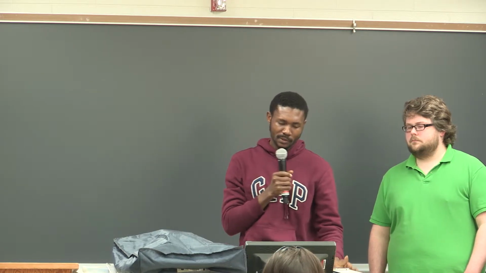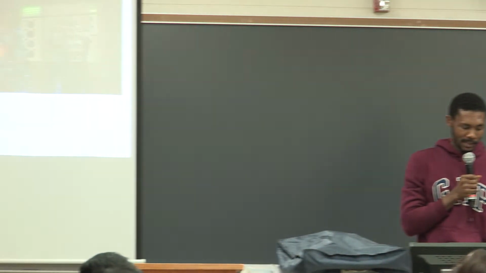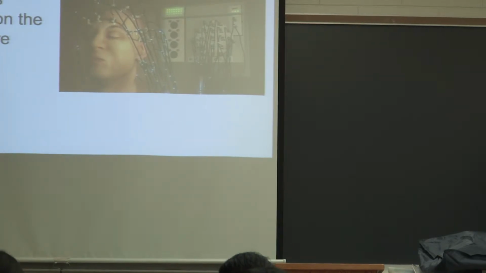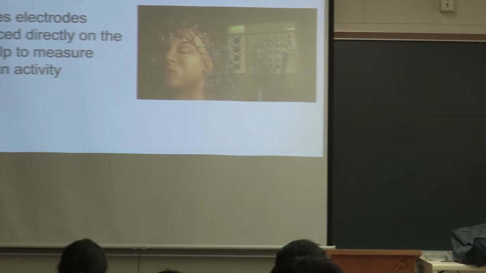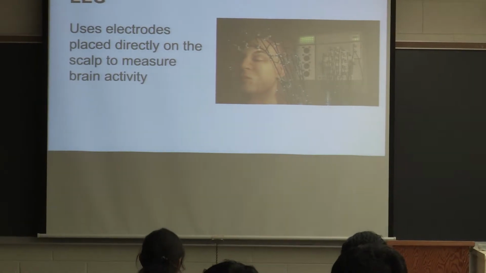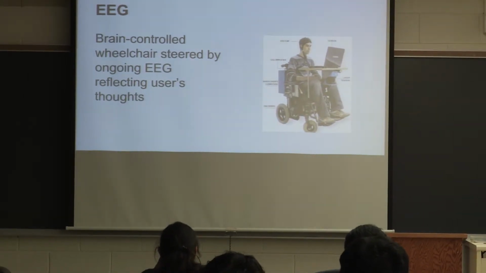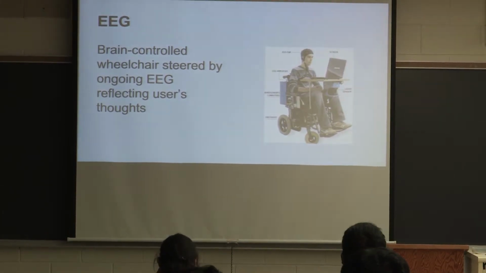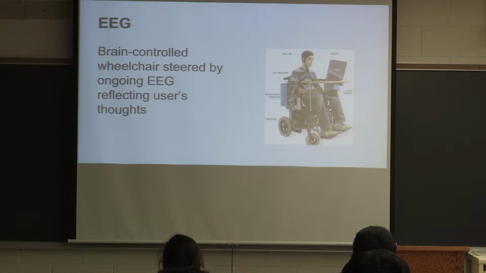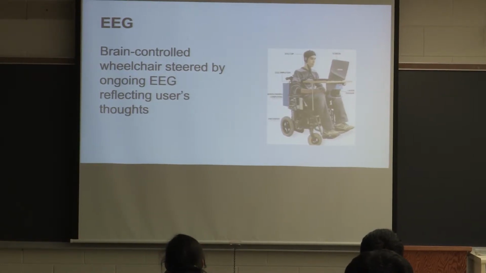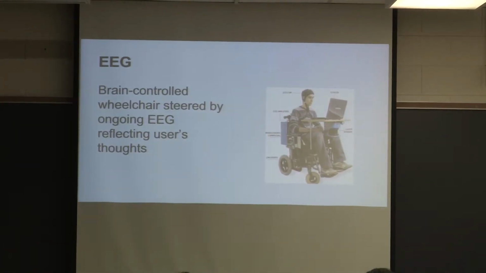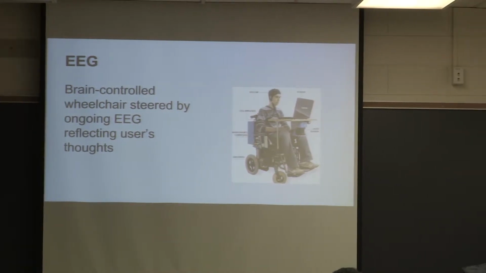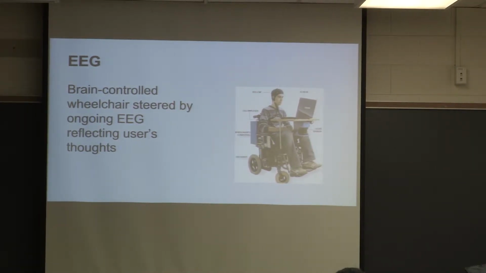Then the last one I'll be talking about is the EEG, which uses electrodes placed directly on the scalp to measure the brain activity. In the recent research, I think that was 2013, last year, they were able to develop a brain-controlled wheelchair in which someone with a disability could move that wheelchair with a thought pattern going on in his mind.